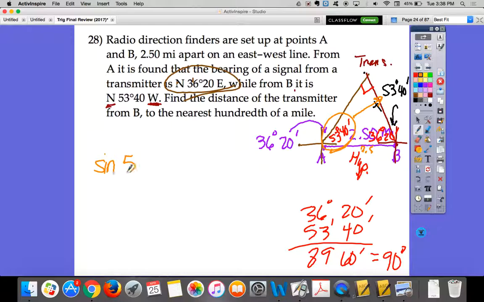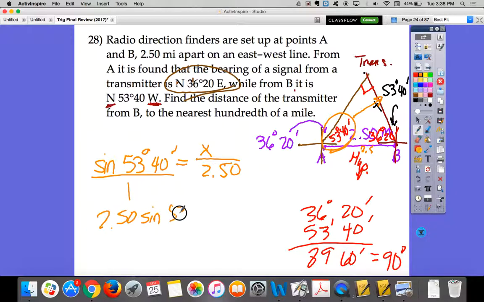Sine of 53 degrees, 40 minutes is, opposite that is what I want, x. My hypotenuse is 2.5. I guess let's put the 0. Now, if you put that over 1 and you cross multiply, you've got 2.50 sine 53, 40 minutes, and it should all work. Just remember that 2.5 sine 53 plus 40 divided by 60, or you could just do 2/3.